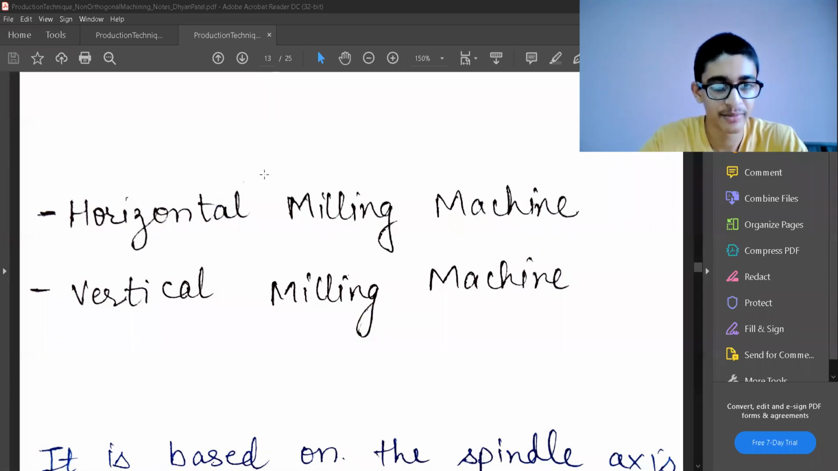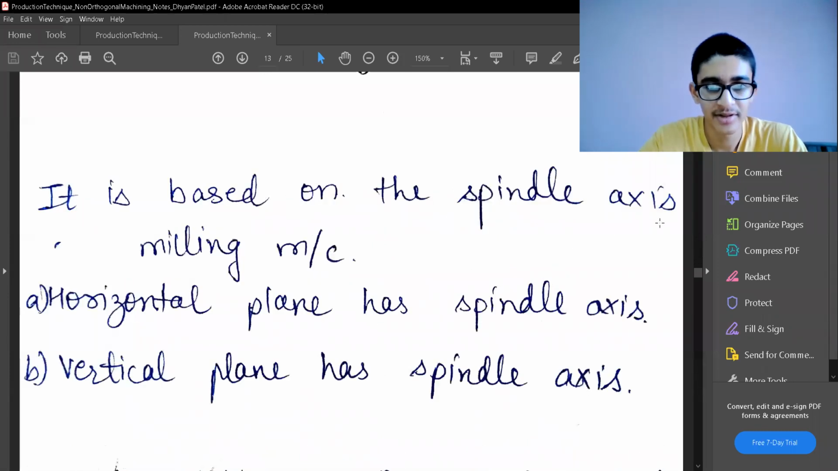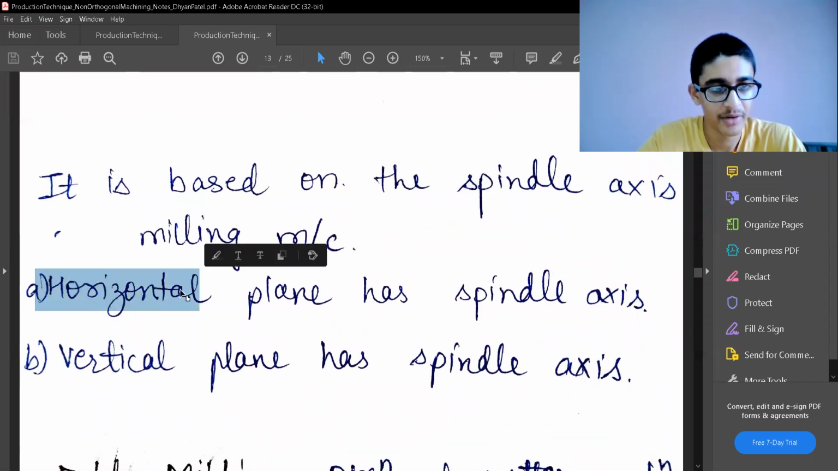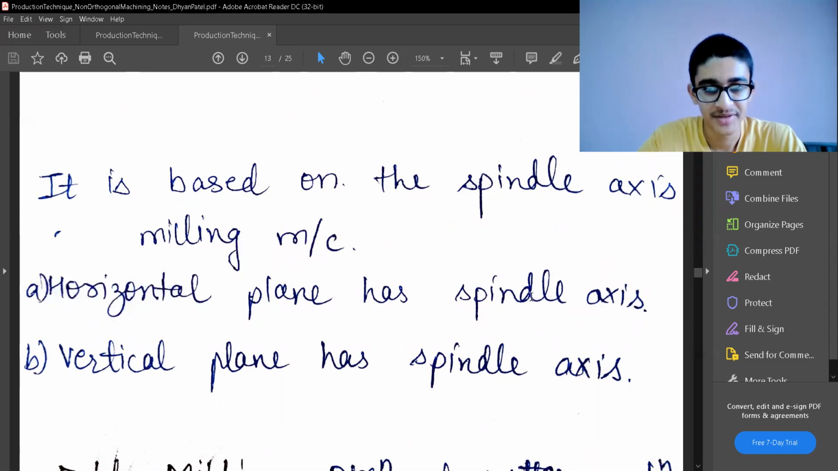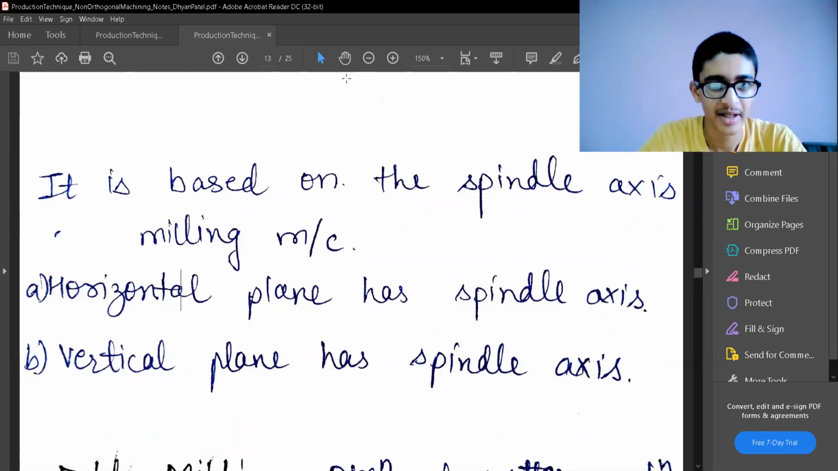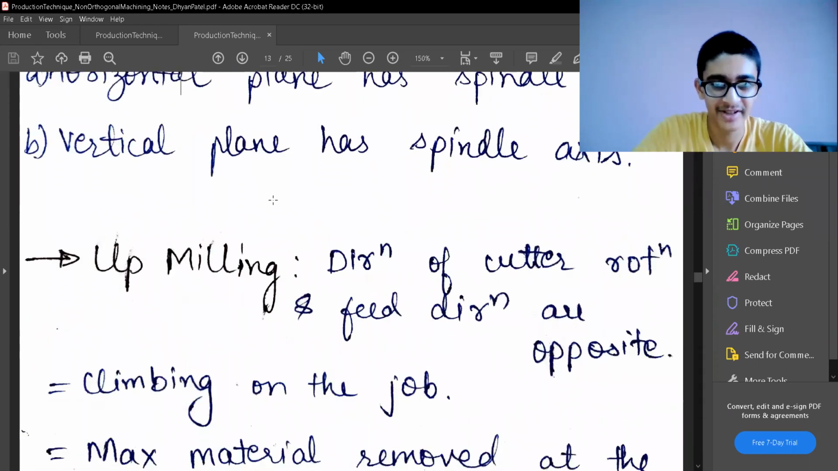So there are two types of milling processes, and these are based on the spindle axis of the milling machine, the spindle axis position or direction. When the spindle axis is in the horizontal plane, it is called a horizontal milling machine. And when the spindle axis is in the vertical plane, it is a vertical milling machine. It's very simple. The spindle axis is where the part is going to rotate. So these are very logical things, so they need not be explained much.